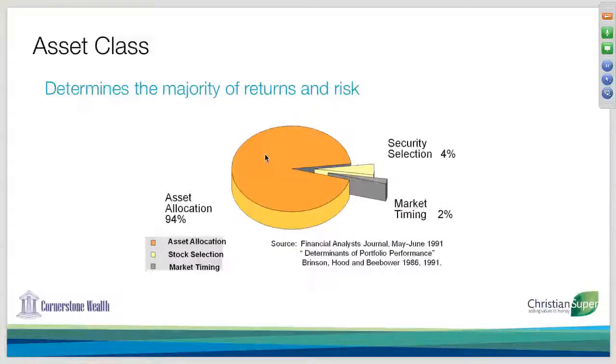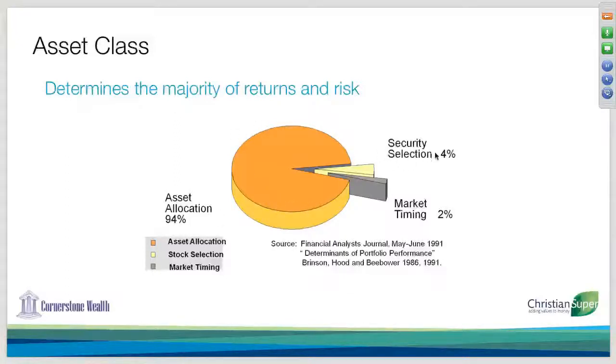In terms of what determines the majority of your return, and therefore your risk, it is the asset class. We'll talk later on about the specifics of the Christian Super investment options, but the important thing to take from this study, the Brinson Hood Beebower study, is that 94% of your return comes from the asset class alone, so which asset class you are in. Are you in shares, property, cash? 94% of your return is derived from what asset class you are in.